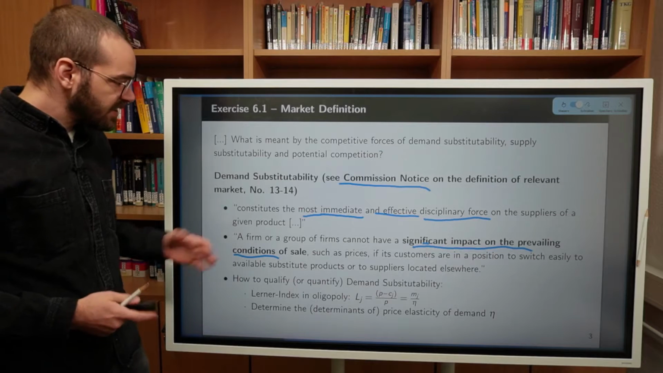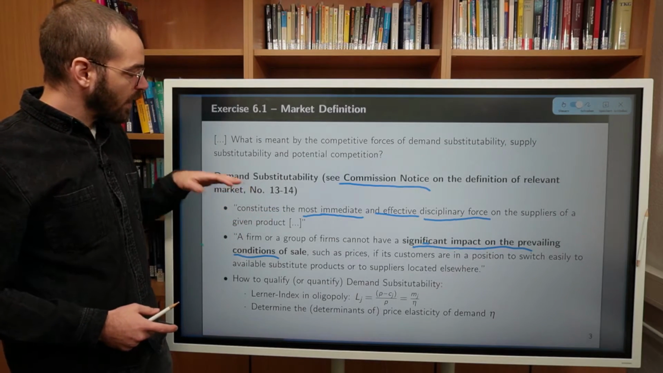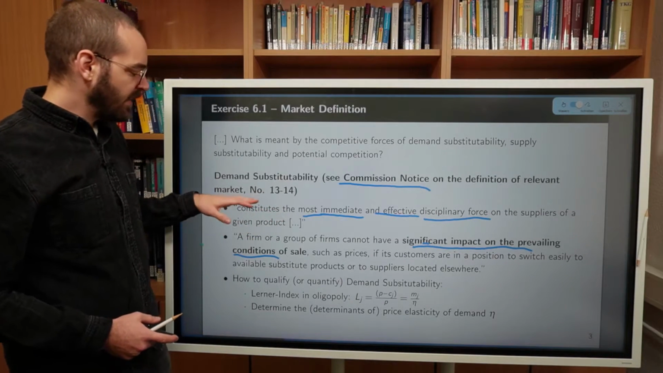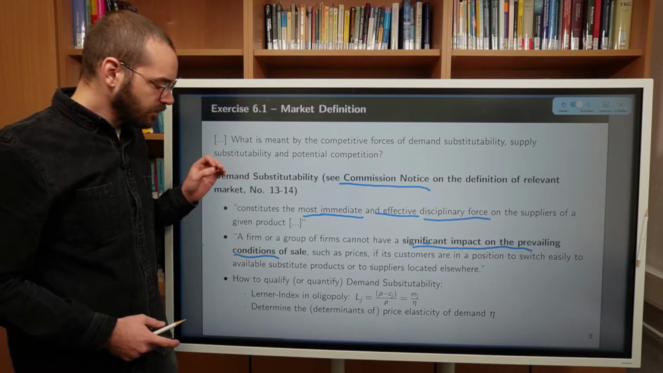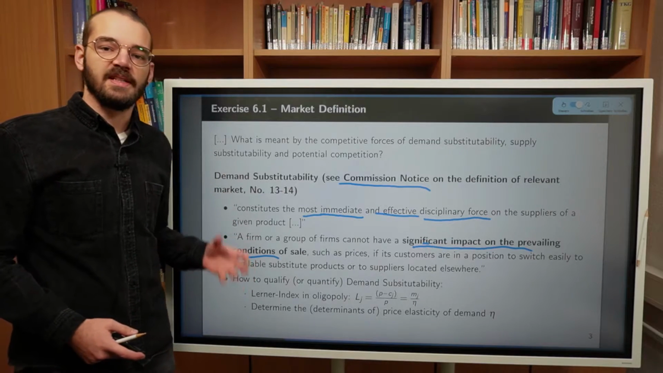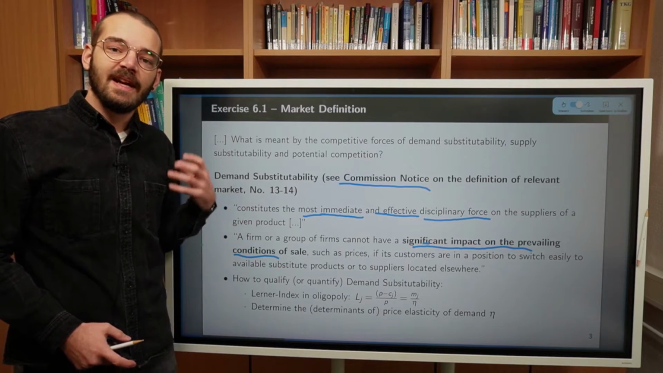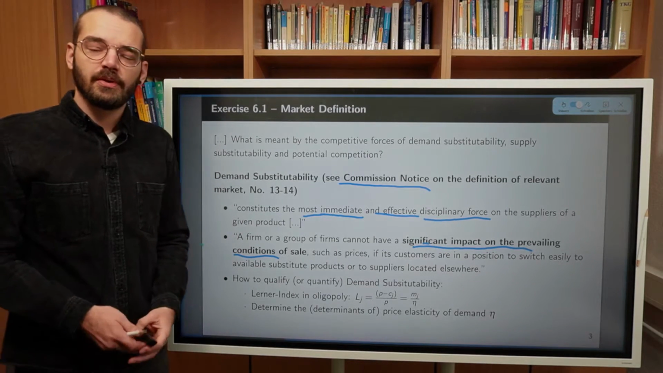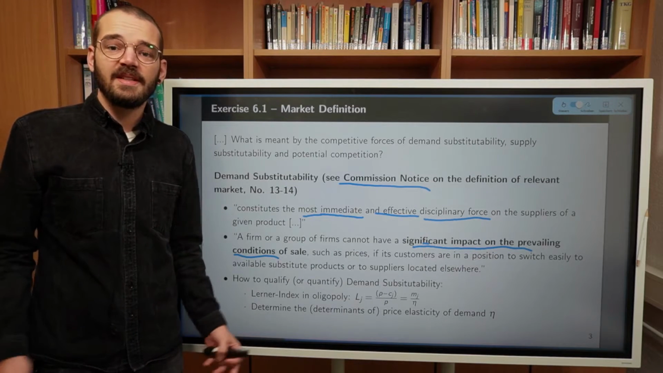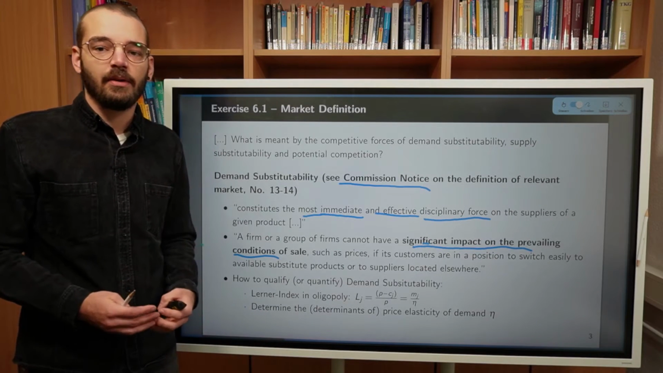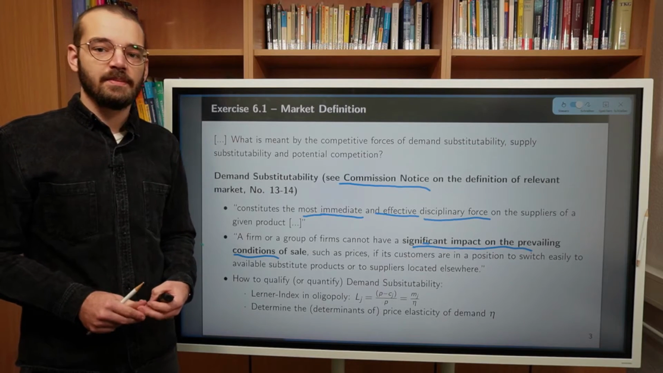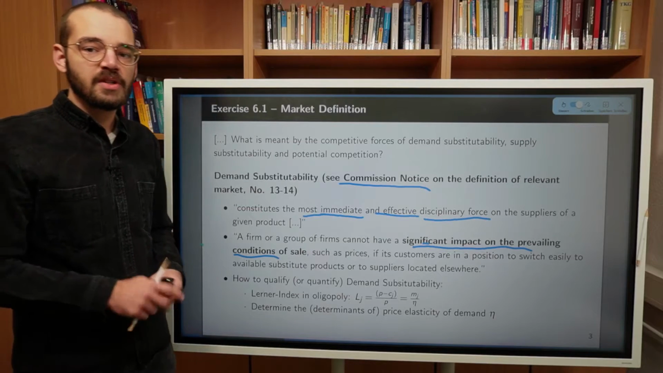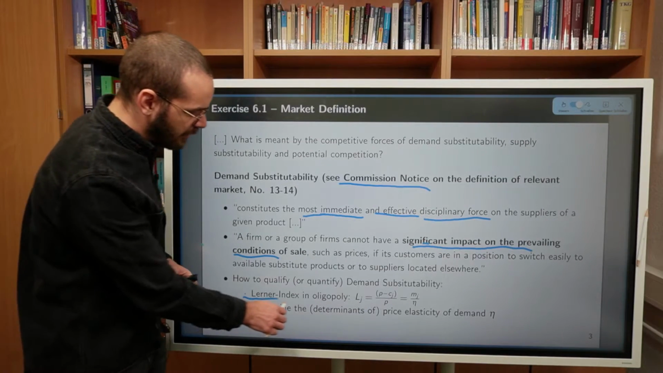All right. This should give us an understanding, first, of why we need to talk about demand substitutability, and second, how we can understand demand substitutability and how it defines the conditions in the market. Then the next question, of course, is how to measure demand substitutability. How can we quantify, or at least qualify, demand substitutability in a given market? One way to approach this is to take a look at the Lerner index.